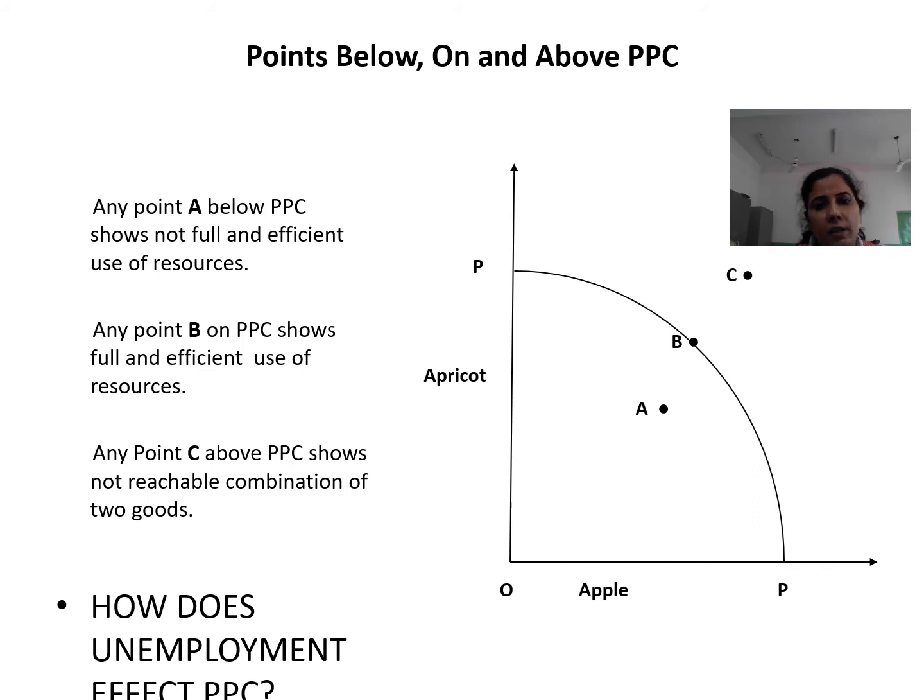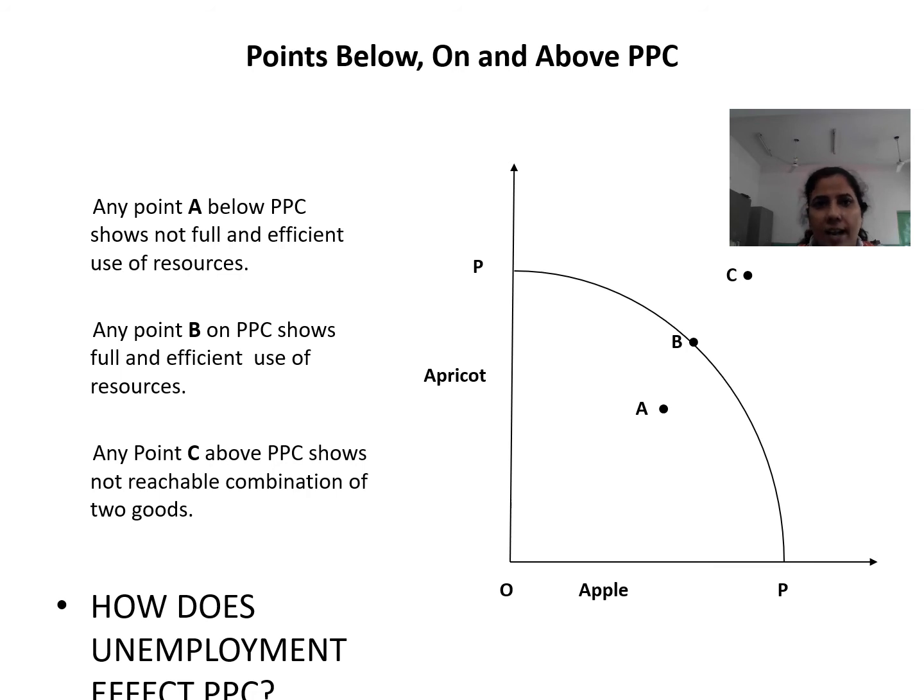There are three production points which show different situations in PPC. Like at point B, it shows full utilization of resources. There is no wastage of resources.